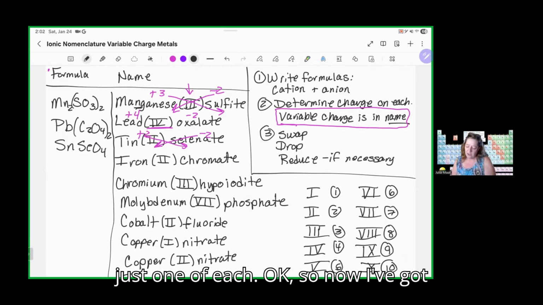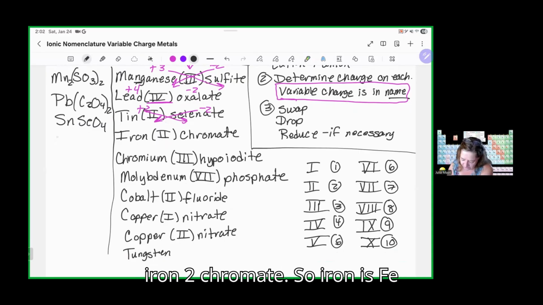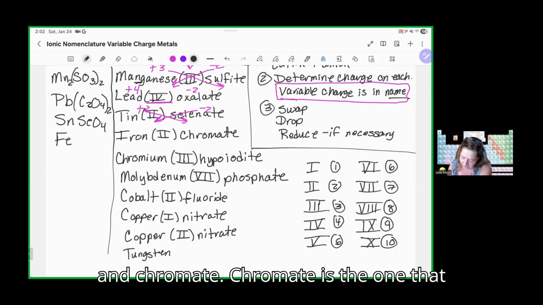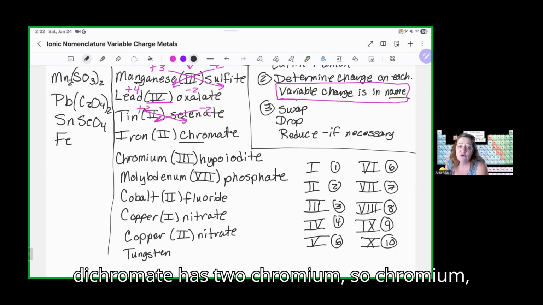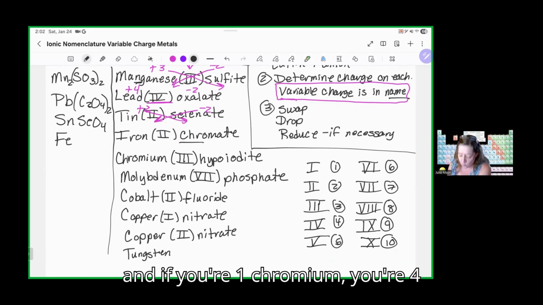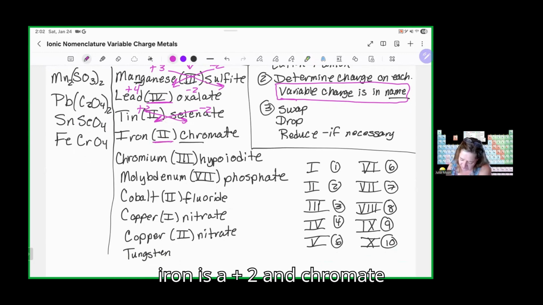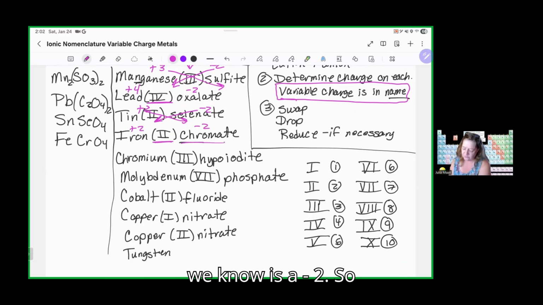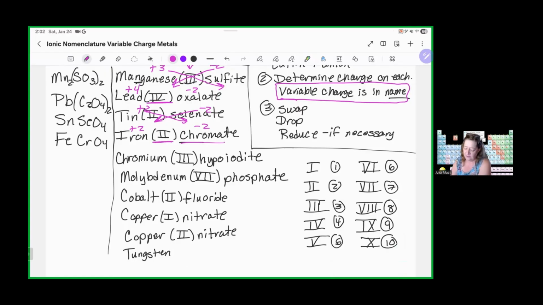Okay, so now I've got iron(II) chromate. So iron is Fe. And chromate is the one that has only 1 chromium. Remember, dichromate has 2 chromiums. So 1 chromium, and 4 oxygens. Our name here told us that iron is a +2, and chromate we know is a -2. So again, they already cancel each other out. We just need one of each.